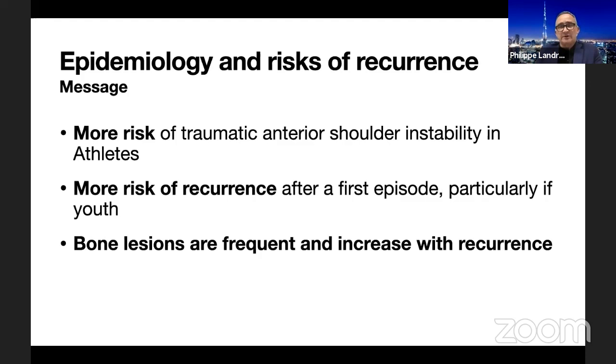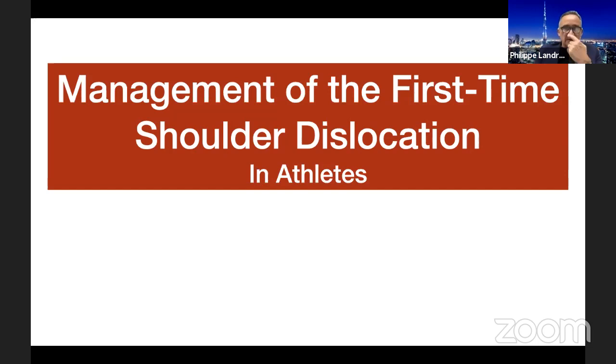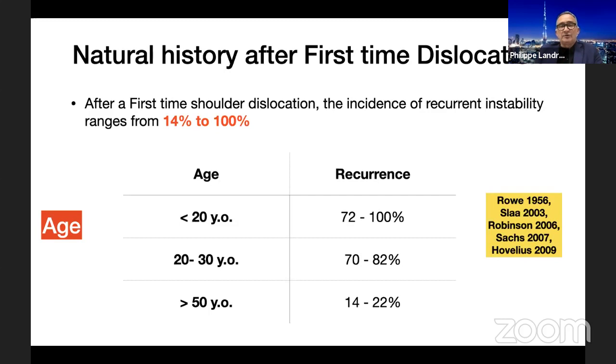Now, the second question is, does it mean, based on the knowledge of this epidemiology and the risk of recurrence, that we have to treat the first shoulder dislocation, particularly in athletes? If you look at the natural history after a first-time dislocation, the incidence of recurrent instability ranges from 14% to 100%. So it's very variable, depending on the series and the papers, but there is something quite common to all these papers. The younger the patient, the higher the risk of recurrent shoulder dislocation. After a first episode, it can go from 72% to 100%.